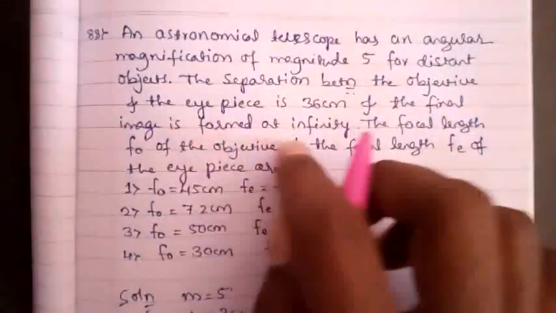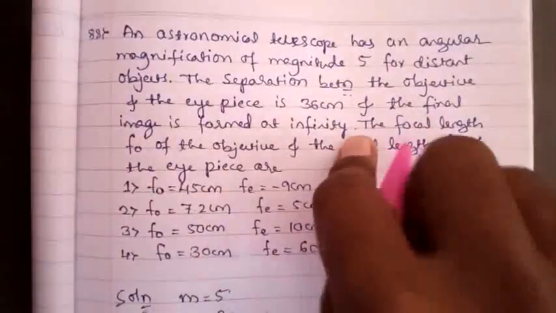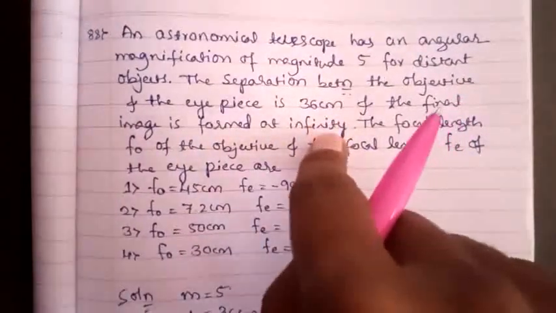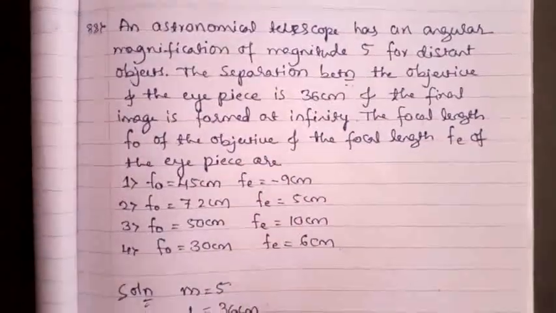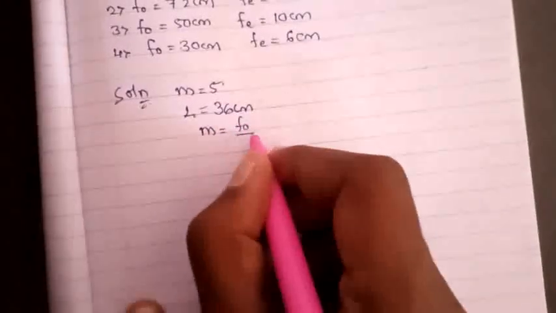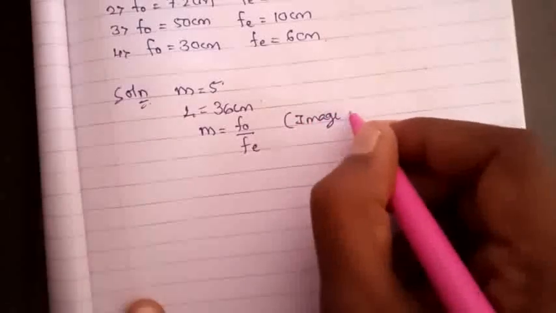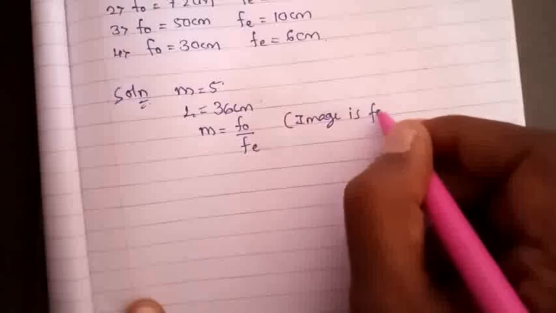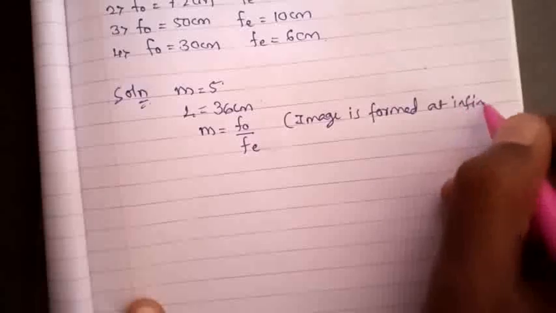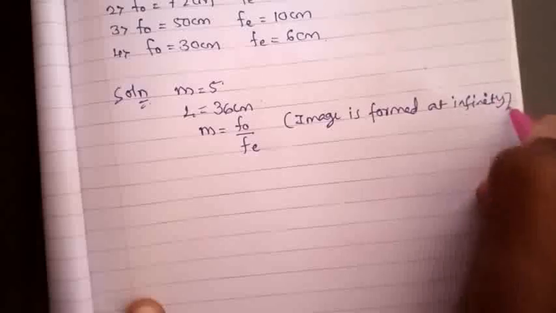And the final image is formed at infinity. Where is the final image formed? The final image is formed at infinity. What is the formula for the magnification produced by the astronomical telescope when the image is formed at infinity? That is M is equal to FO by FE, because here the image is formed at infinity. But when the image is formed at the near point, what is the formula? That formula is FO by FE into 1 plus FE by D. Okay, so remember those formulas.